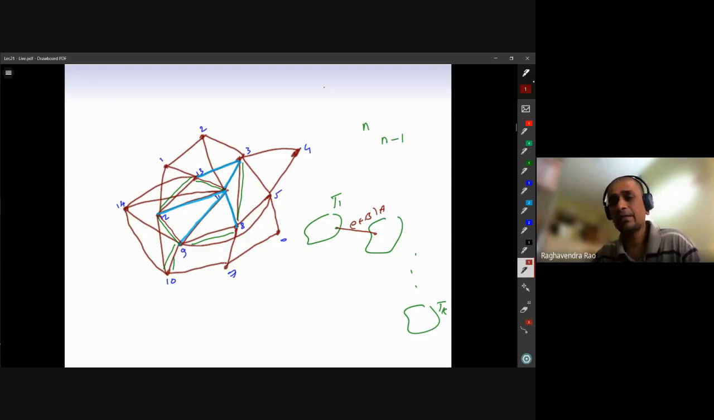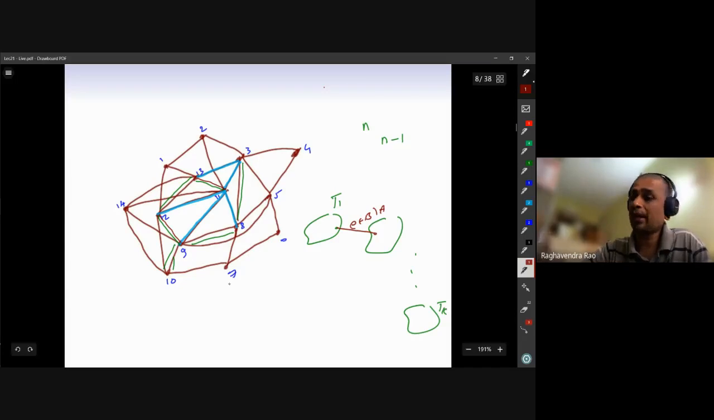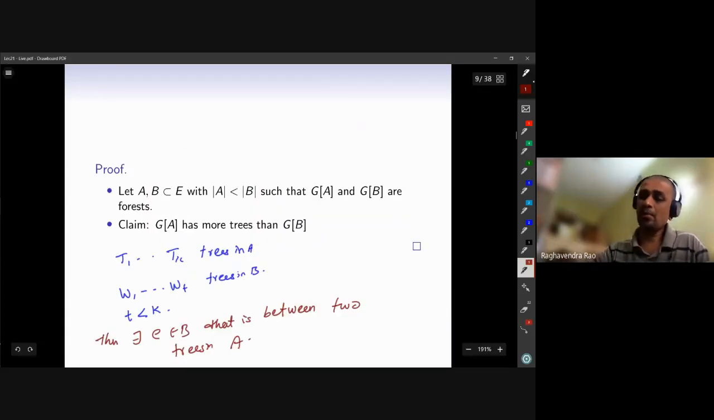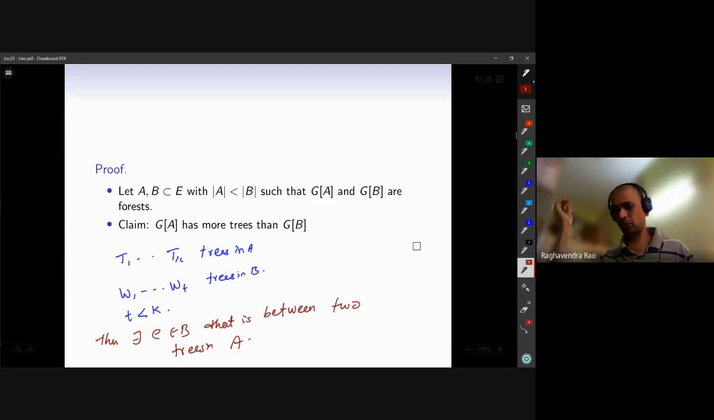And what does that edge do? Can it create a cycle in A? It's connecting two trees, right? It cannot create a cycle. So this edge cannot create a cycle at all. Is that clear? Because I have smaller number of trees in B, at least two of them will be connected. It could be multiple, more than two.